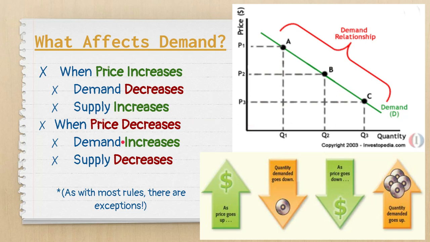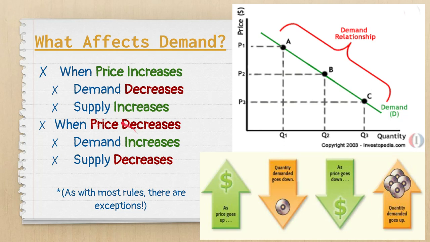Now, when price decreases, so as price goes down, you can see that your demand will go up. So as price goes up, demand goes down. As price goes down, demand goes up. So think of them as always acting opposite of one another, price and demand.